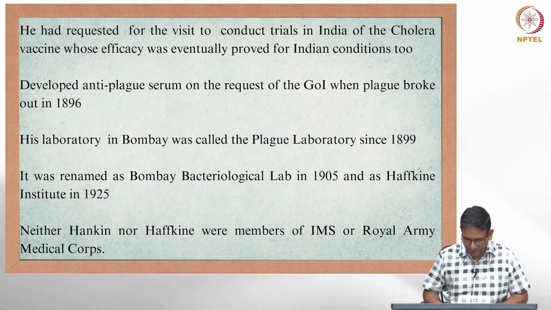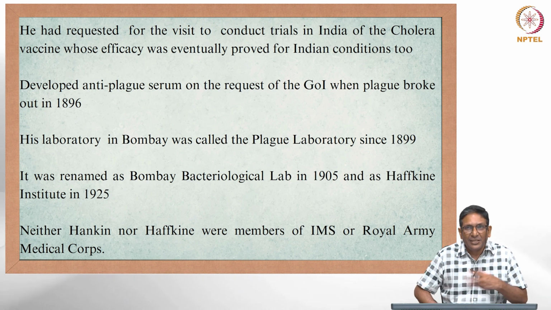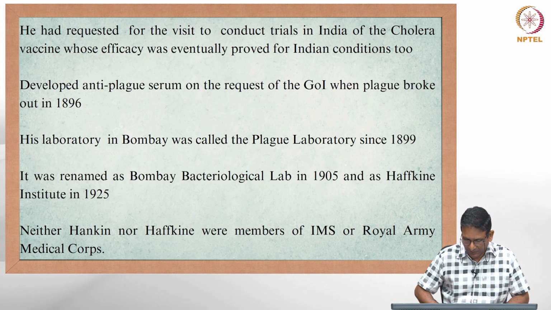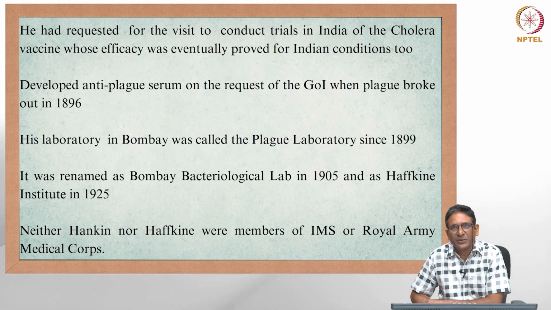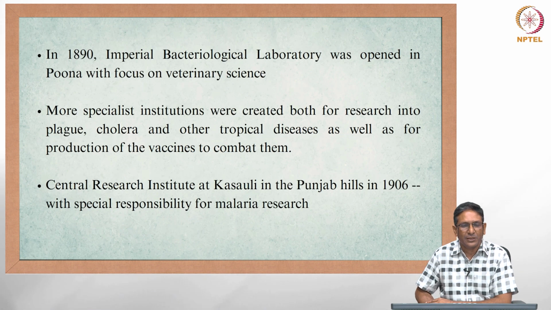It's important to note that neither Hankin nor Haffkine were members of the IMS or the Royal Army Medical Corps, which was particularly in charge of the white component of the Indian Army here. So there were other faces who were playing an important role. Of course, it doesn't mean that IMS officers were not involved. For instance, Ronald Ross and Leonard Rogers were IMS officers, but there was now room for people from beyond the IMS.